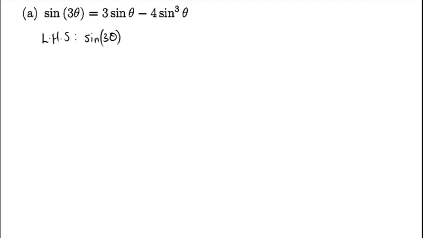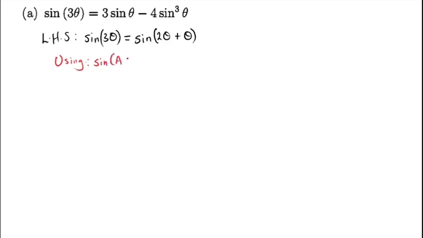So the left hand side is sine 3 theta. Now we can break down this 3 theta into the sum of the two angles. So this will actually become sine 2 theta plus theta. So we know that 2 theta plus theta is equal to 3 theta. Then we can now use the sum and difference formulas. So we're going to use this identity.